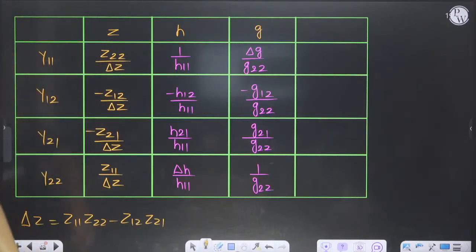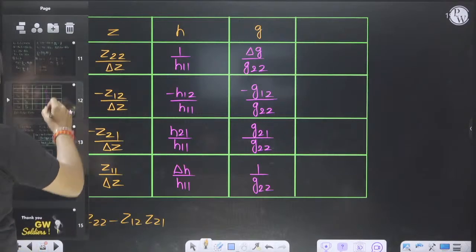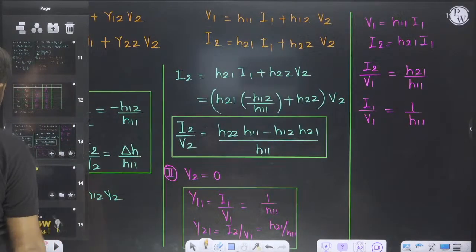Then we will go for ABCD parameters, Y parameters in terms of ABCD parameters. Yes sir.